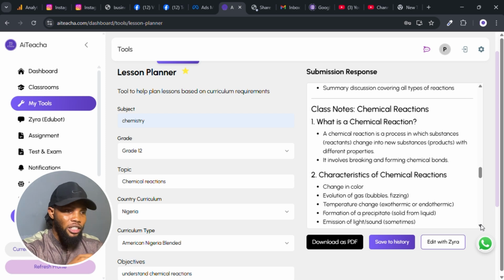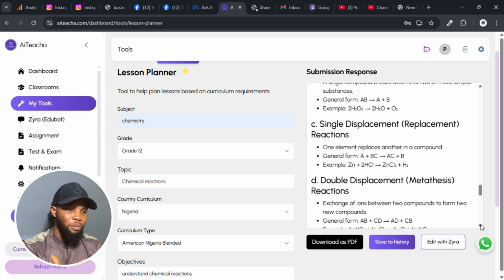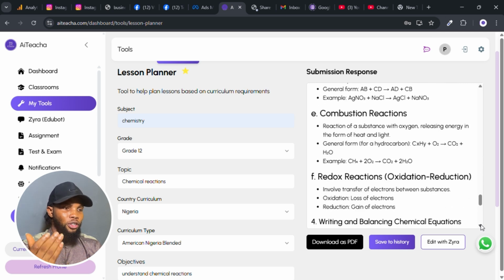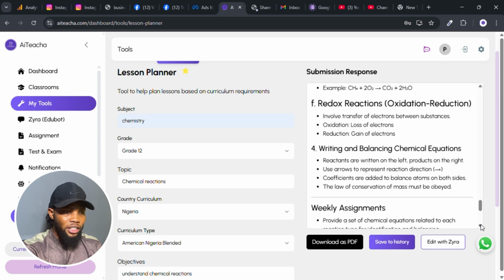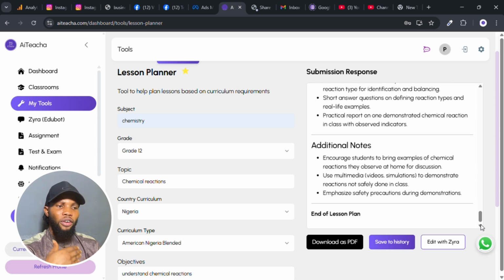Then the sweetest part is it shows you your class notes on chemical reactions. What is a chemical reaction? Characteristics of chemical reactions, types of chemical reactions with their equations: decomposition reactions, single displacement reactions, double displacement reactions, and combustion reactions. Everything is there, well written and complete. Then it provides you with your weekly assignment and additional notes. You have to encourage your students to bring examples of chemical reactions they observe from home for discussion, so that you can make the class more fun for the students.